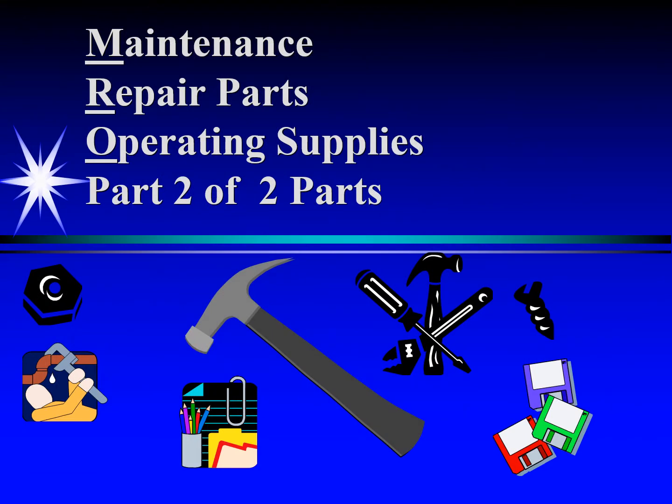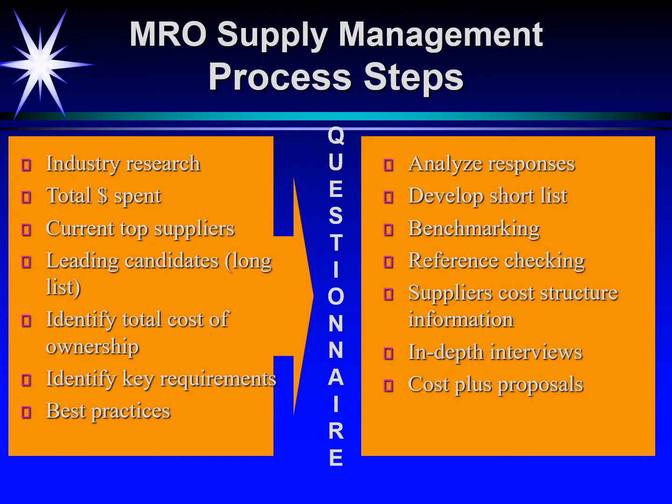All right, MRO, Maintenance, Repair Parts, Operating Supplies, part 2 of 2 parts. We're going to continue here and look at the process steps. Pretty extensive here. A lot of industry research, understanding total cost of ownership. Filling out questionnaires, making sure you understand not only your customers, but the possible suppliers.